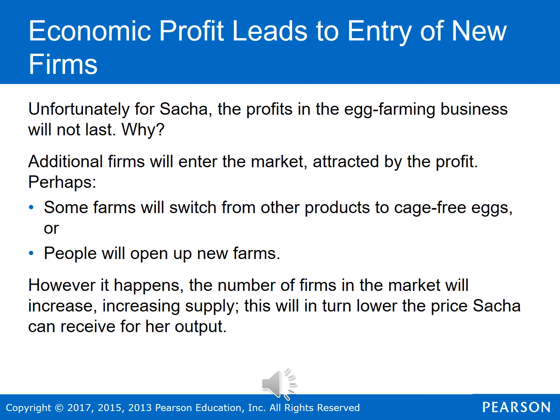Additional farms are going to enter the market because they're attracted by the profit that they see. Some farms may switch from other products to cage-free eggs, or new people will open up new farms, completely new competitors. However it happens, and it's usually some combination of the two, the total number of firms in the market is going to increase. This is going to increase supply, which in turn lowers the price that Sasha can receive for her eggs.